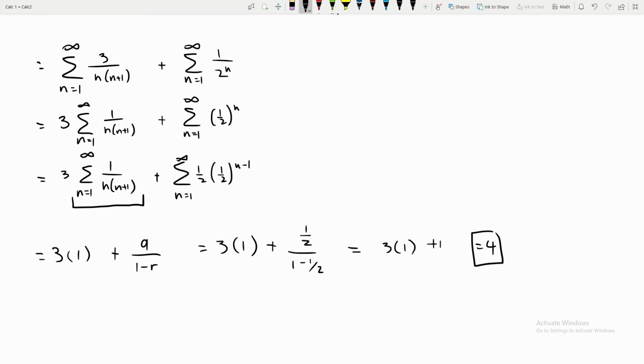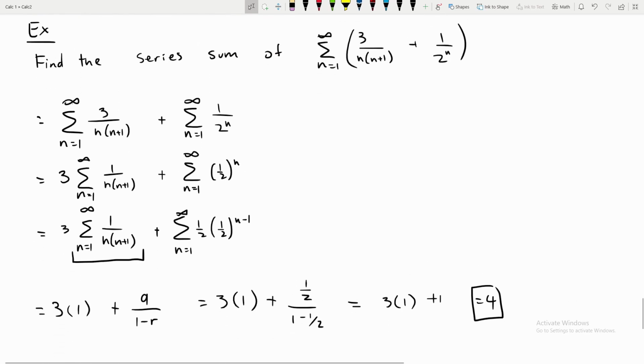And there we go. We have found the series sum by breaking this big series down into two separate series and then formatting those separate series into series that we have already seen, one being the geometric series and one being the telescoping series.